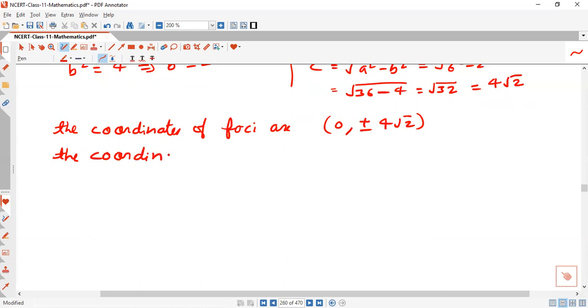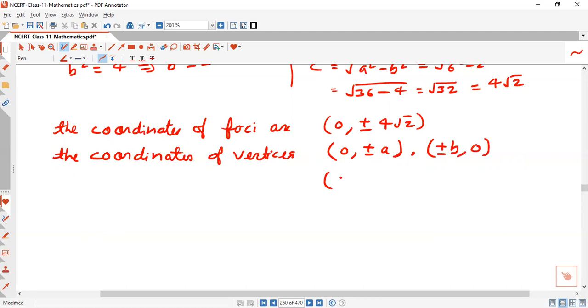There are 4 vertices. You know, in the parabola, not ellipse, this is an ellipse. In the ellipse, we have 4 vertices. Since you see this one, the a square lies on the y-axis. So the values are 0 comma plus minus a. And b square lies along the x-axis, so it is plus minus b comma 0.